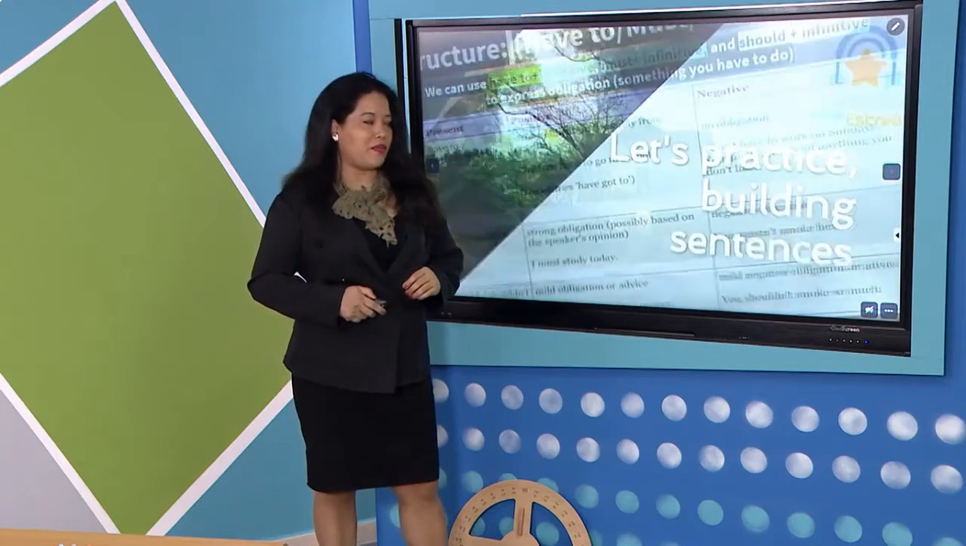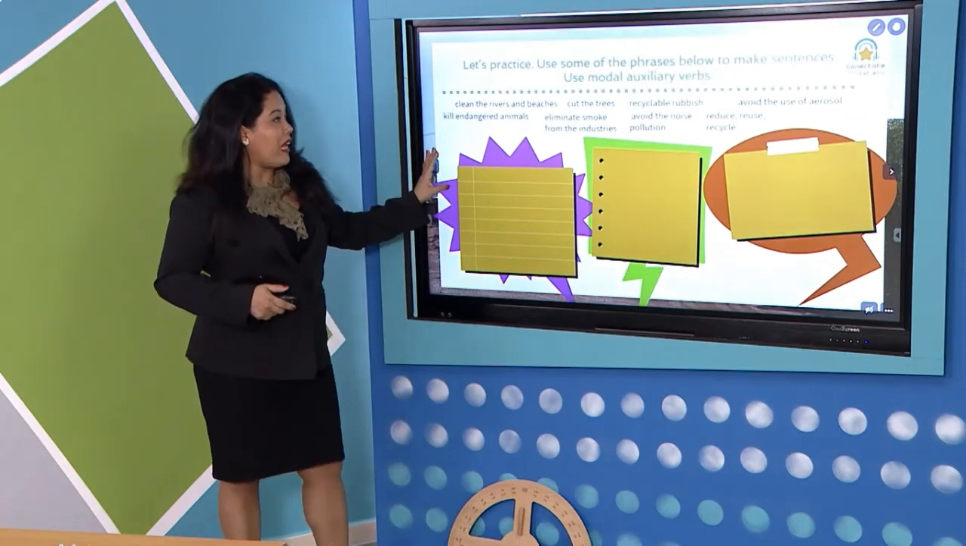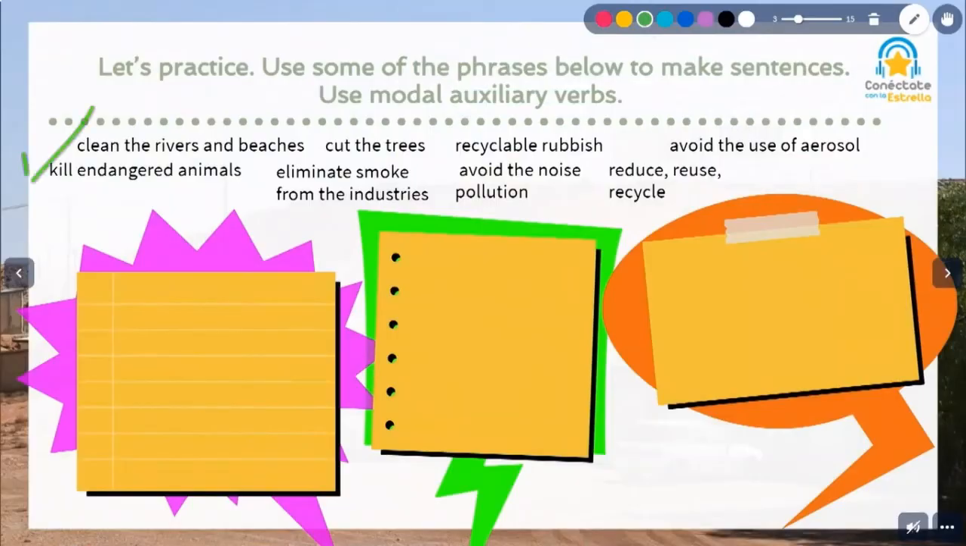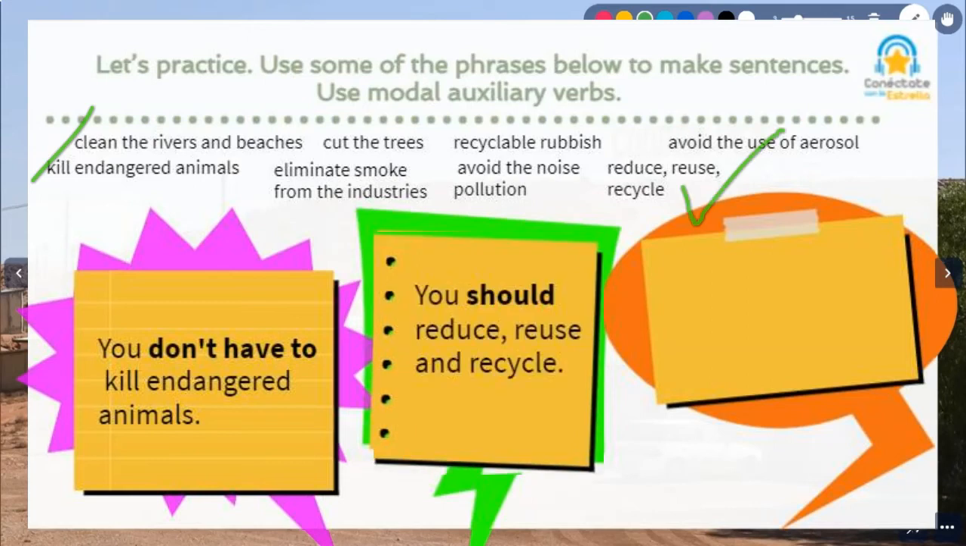Let's practice building some sentences. You have to use some of the phrases. This one, kill endangered animals. So we can say, you don't have to kill endangered animals. You should, you can say reduce, recycle. Continue building the sentences, guys. Use these phrases to make your sentences.